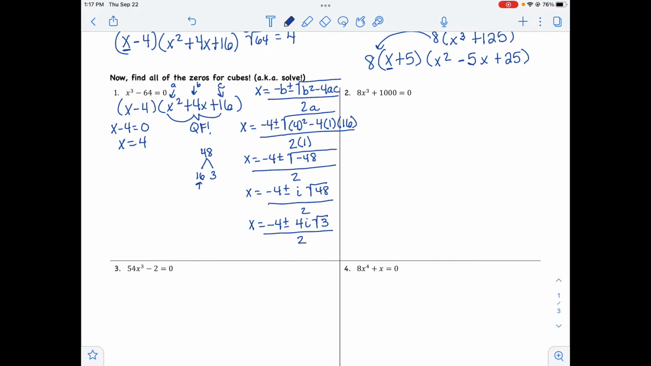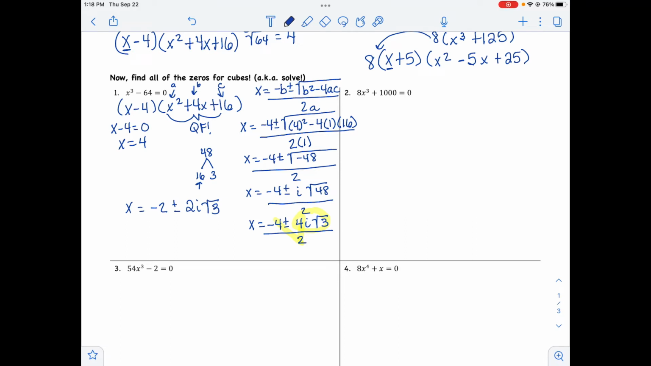Now, from this point, you can simplify these pieces. This can be divided by this and this. We don't divide into the 3. This is like a whole term here. So we would end up getting x equals negative 2 plus or minus 2i square root of 3. And we got rid of our 2 because we divided. So we would have this as an answer.